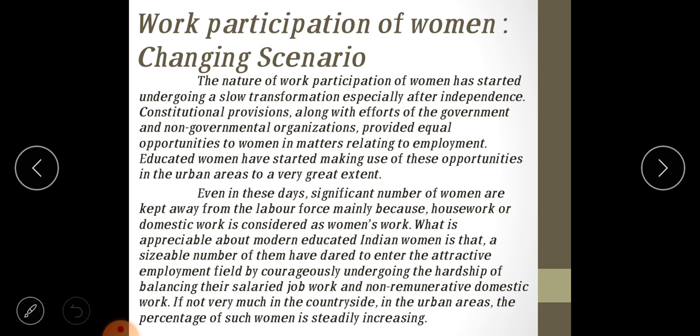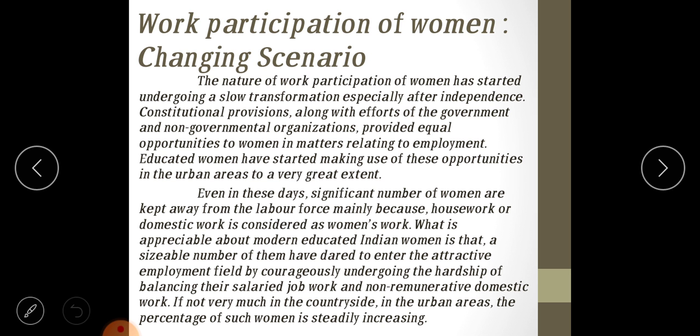Okay, what is appreciable about modern educated Indian women is that a sizable number of them have dared to enter the attractive employment field by courageously undergoing the hardship of balancing their salaried job work and non-remunerative domestic work. Okay, if not very much in the countryside, in the urban areas, the percentage of such women is steadily increasing.